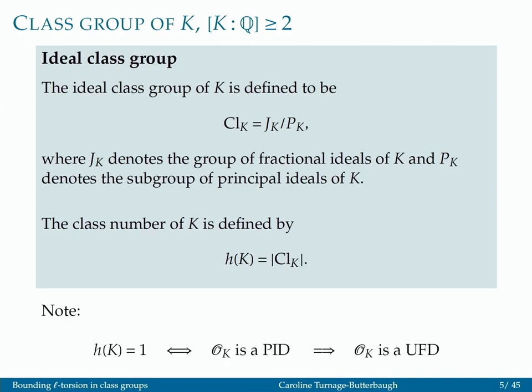And one thing to point out is that if the class number is equal to 1, then that means that OK is a PID, which implies that OK is a UFD. And actually, in this case, the other implication works as well, because OK is a Dedekind domain. But the point is that the class number is, in a sense, a measure of how far off a field is from having unique factorization.